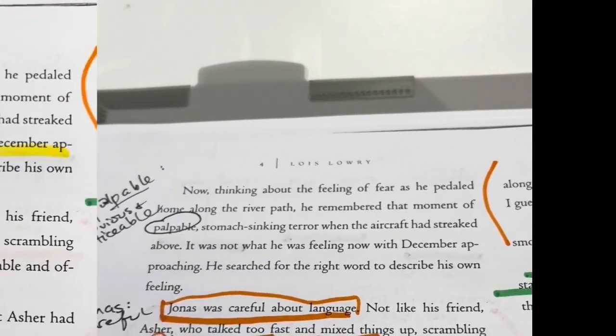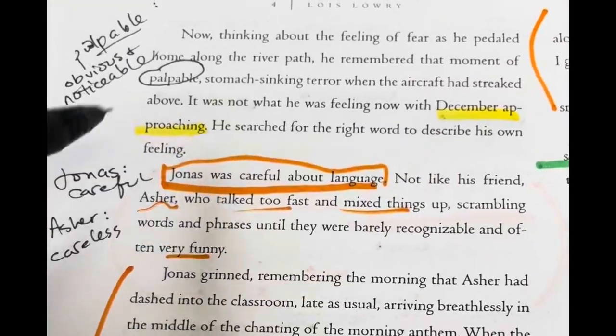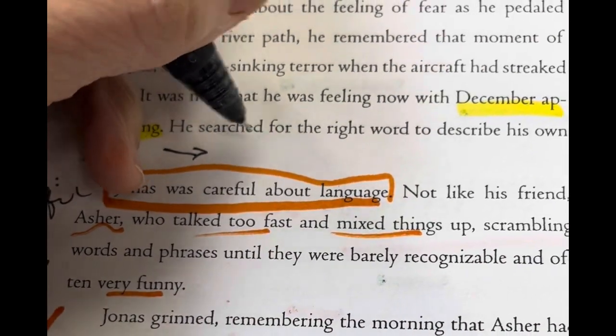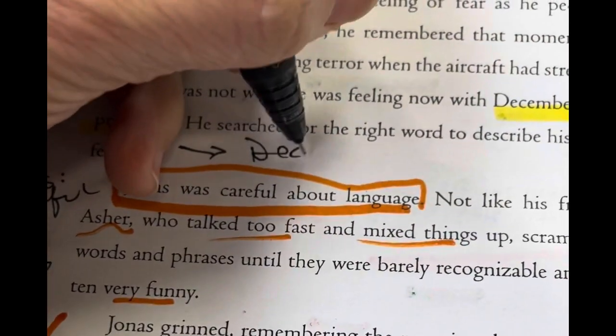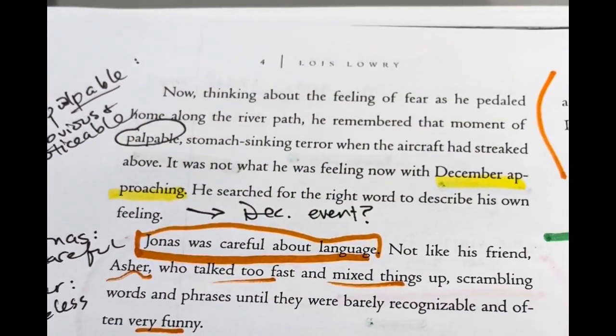I'm going to make one little plot note. Okay, so December approaching, I'm going to put that in yellow. We don't really know yet, but I'm just going to say December event. Something is going to happen in December, and he's spending a lot of time thinking about it.